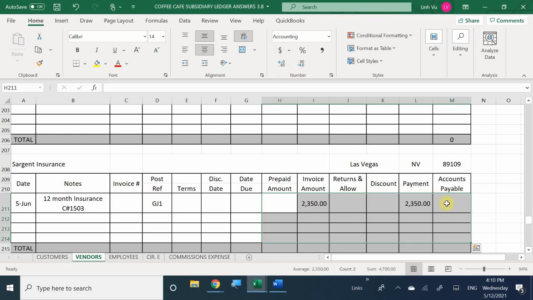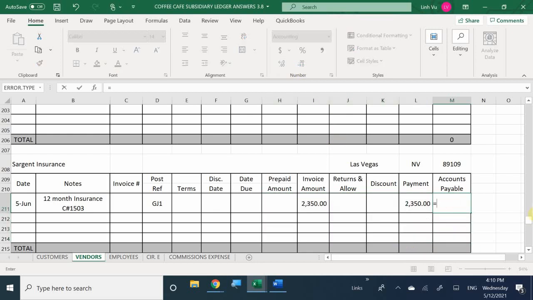Okay. So once again, your formula is going to be your invoice amount, subtract any prepaid, subtract any returns, subtract any discounts, subtract any payments. So therefore, you owe Sergeant Insurance nothing. Okay, $0.